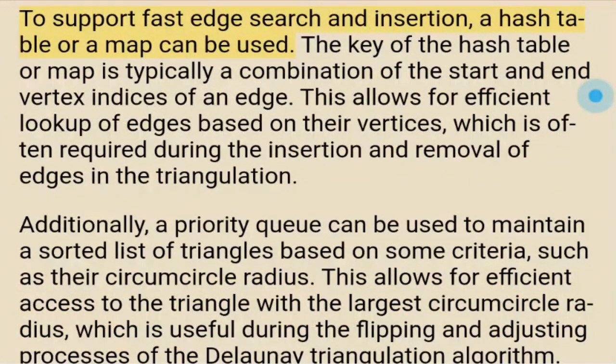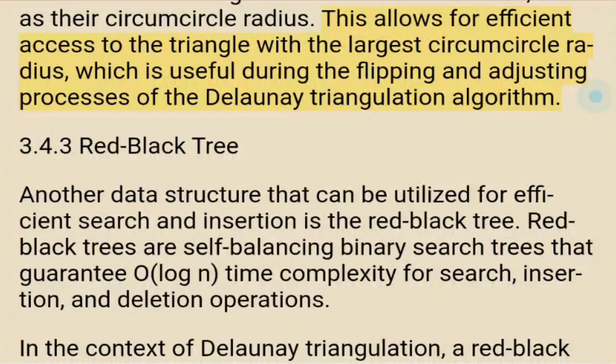To support fast edge search and insertion, a hash table or a map can be used. The key of the hash table or map is typically a combination of the start and end vertex indices of an edge. This allows for efficient lookup of edges based on their vertices, which is often required during the insertion and removal of edges in the triangulation. Additionally, a priority queue can be used to maintain a sorted list of triangles based on some criteria, such as their circumcircle radius. This allows for efficient access to the triangle with the largest circumcircle radius, which is useful during the flipping and adjusting processes of the Delaunay triangulation algorithm.